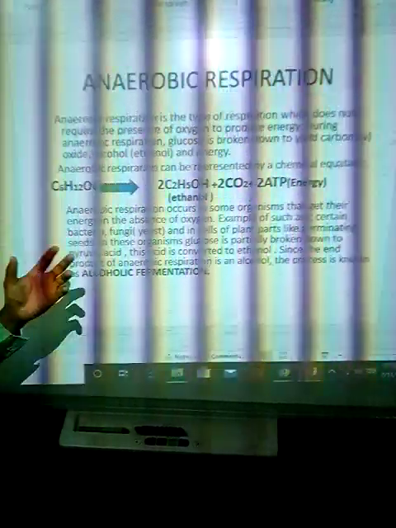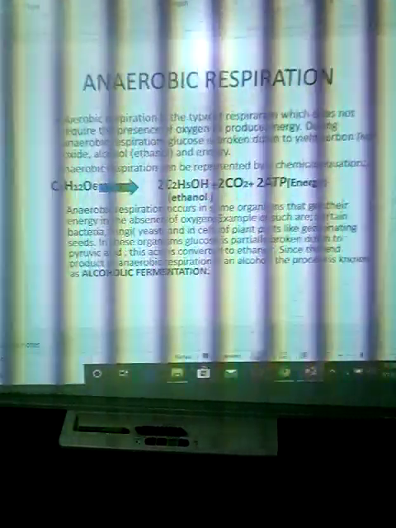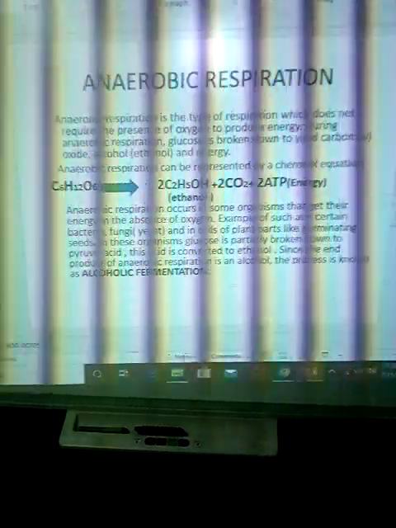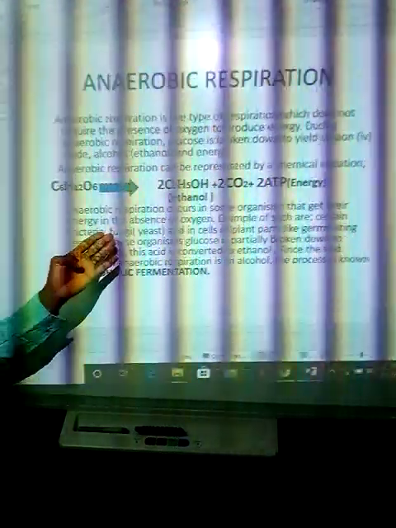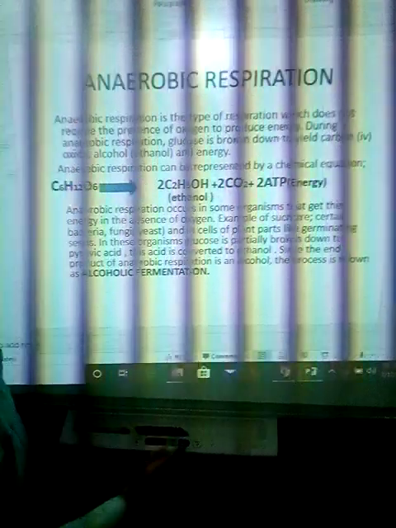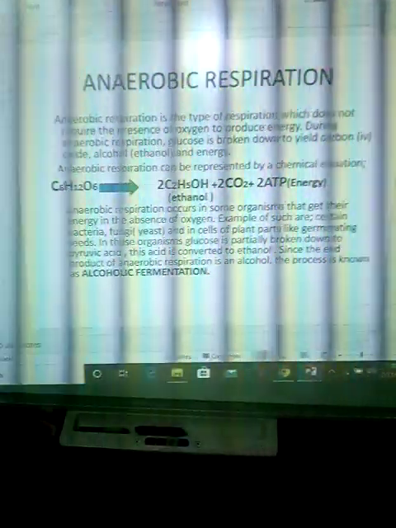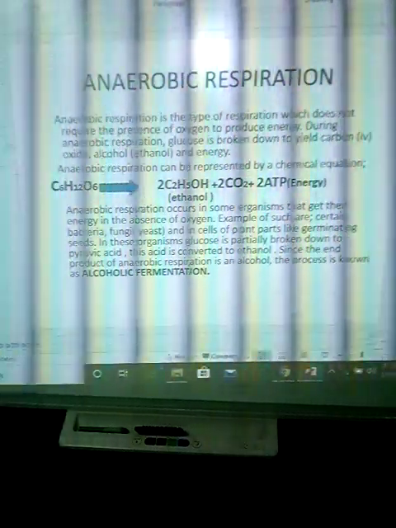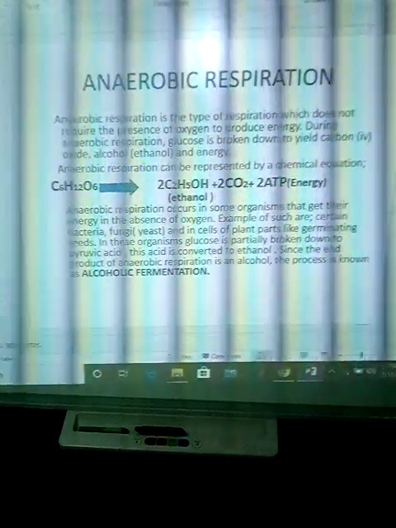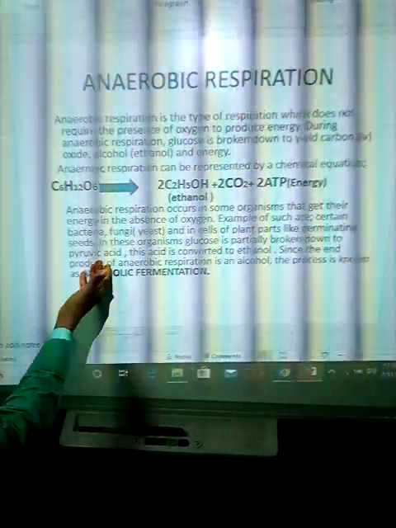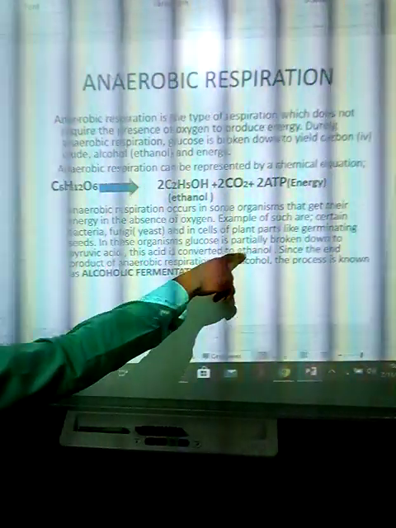So this is ethanol. Anaerobic respiration occurs in some organisms that get their energy in the absence of oxygen. For example, such organisms are certain bacteria, fungi or yeast, and in cells of plant parts, like where? Like the germinating seeds. Anaerobic respiration takes place there. In this organism, glucose is partially broken down to pyruvic acid. This acid is converted to ethanol.